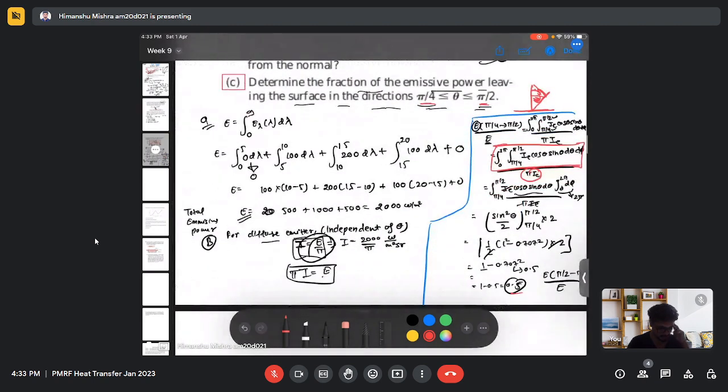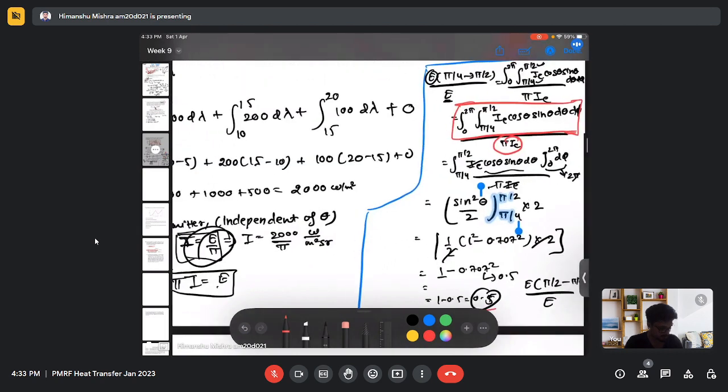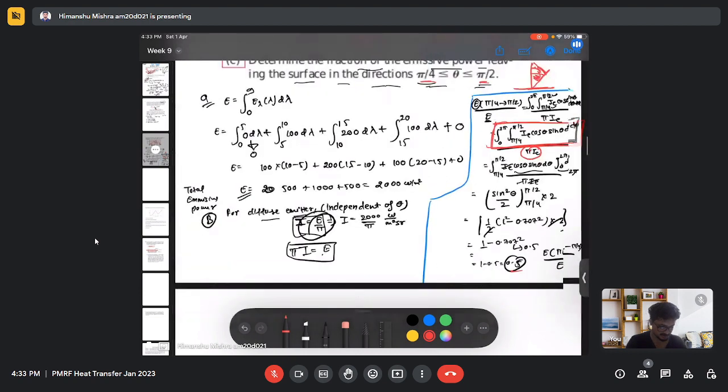So any doubt here? So if, let's say, we need to find the intensity for a surface which is not diffusive, then we need to use this integration to find it for the specific direction as well as for the specific wavelength. So any doubt?